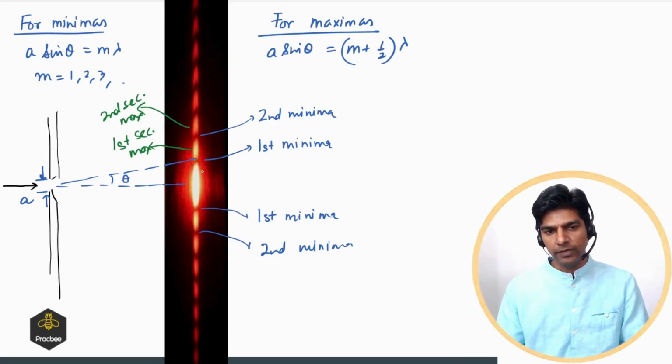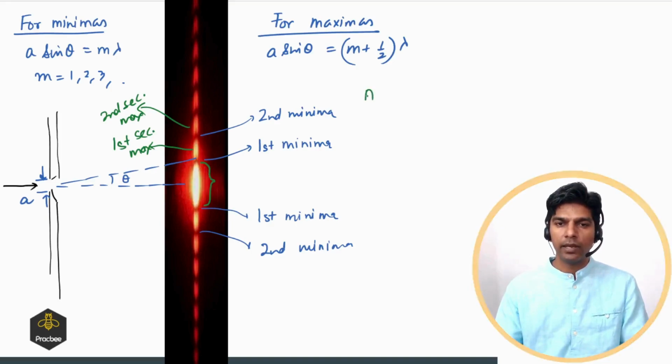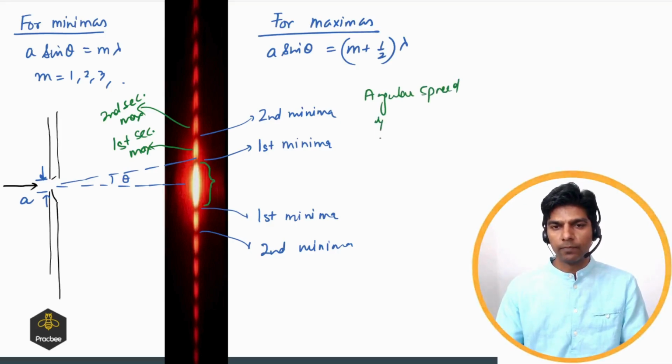And if you want to find the angular spread of the central maxima, it will be 2 theta, right? So that will be 2 times sine inverse of lambda by a.